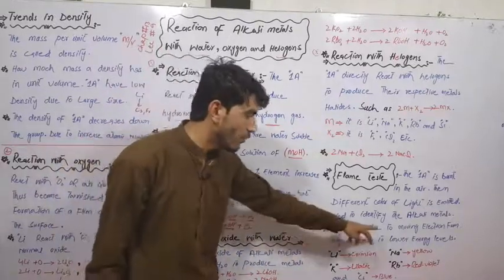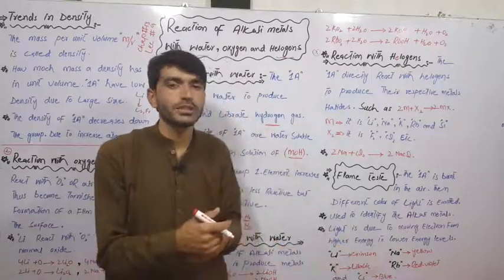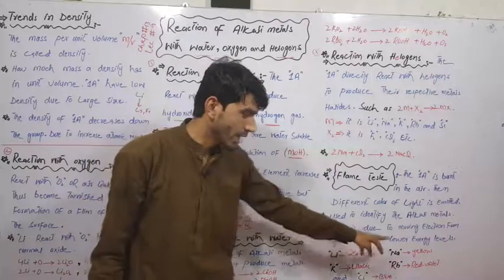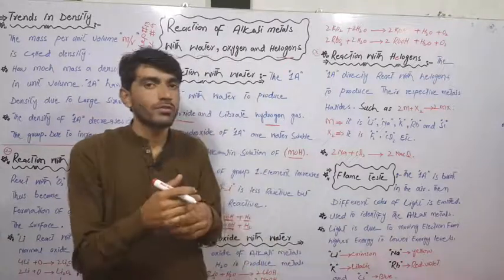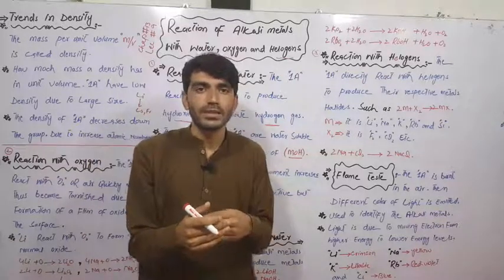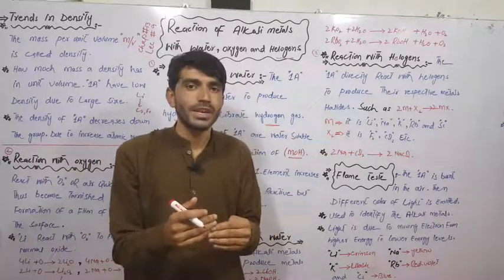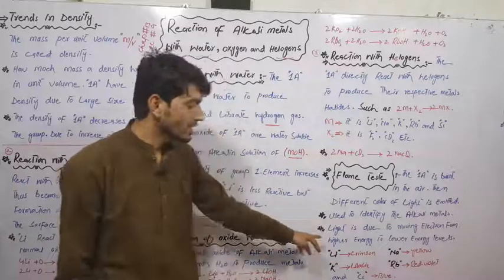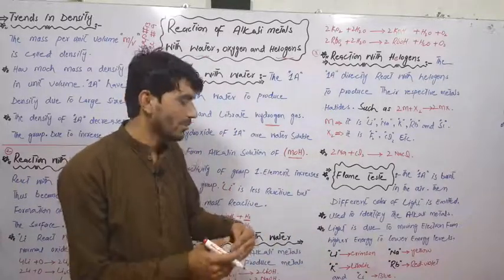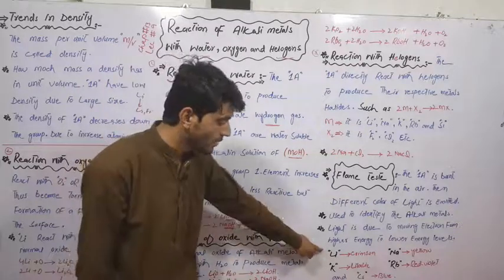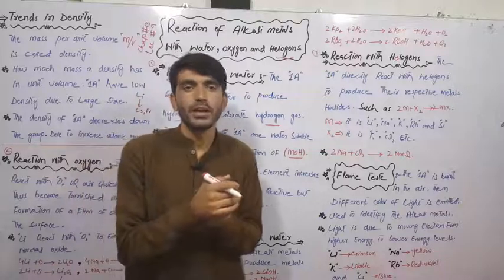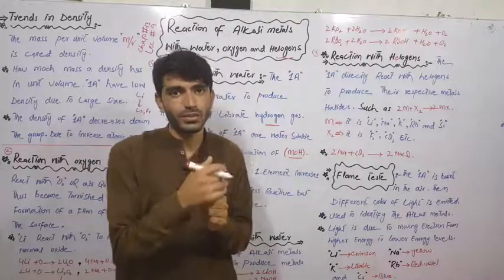The light is due to moving electrons, how they move from a higher energy level to a lower energy level. Whenever an electron moves from the excited state to the ground state, it releases light. Clear? It releases energy in the form of light. So different colors are emitted whenever the electron moves from the excited state to the ground state.